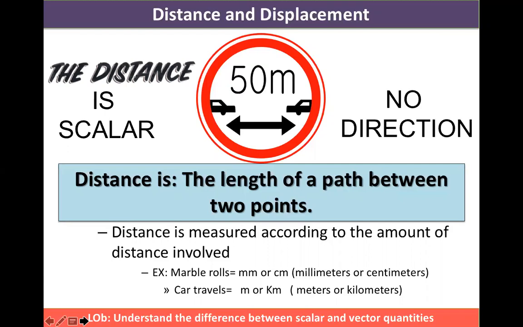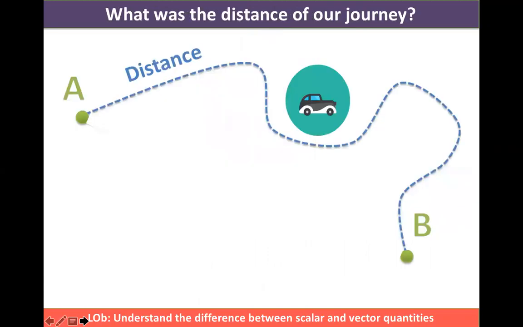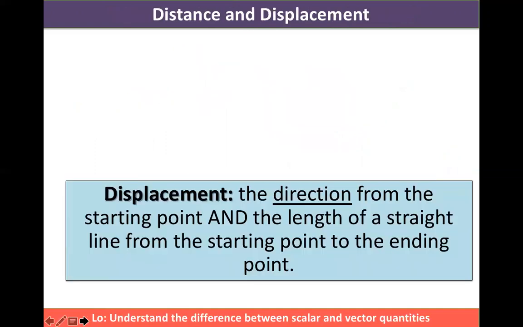Okay, no direction. So for example, from A to B, the distance is 2.3 kilometers. Like for example, if you want to go somewhere and you click on Waze, it will say it takes you half an hour. It gives you the exact distance, correct? So it takes into account all your turns, all the traffic lights, the sharp bends, the curves and all that. So that's distance. Now, what is displacement?